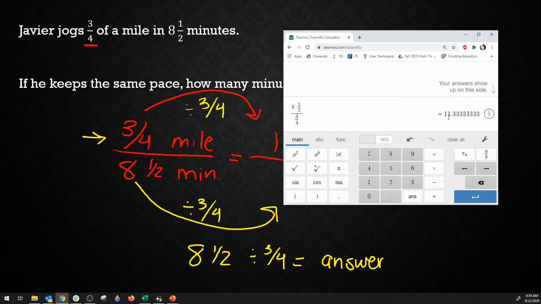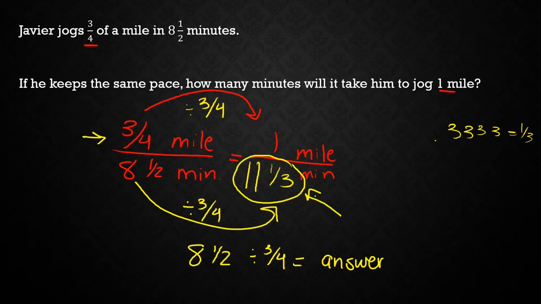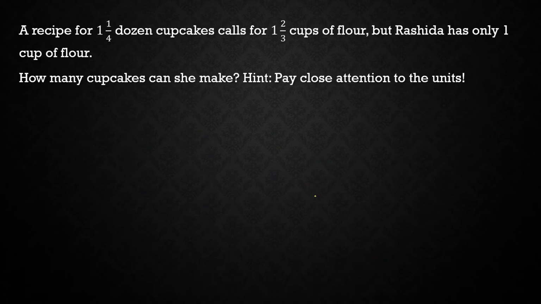However, I see I have an 11 as my whole number. Right? I have 11 point. So that means I can do 11 first. And then that 0.3 you see repeating, this is equivalent to 1/3. So this means that Javier, it'll take him 11 1/3 minutes to jog 1 mile.